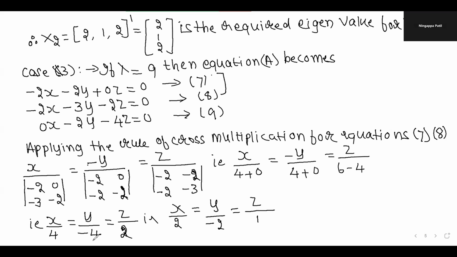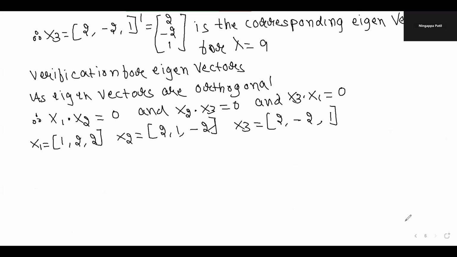Then 2 is common here. Take out a 2 common. And x upon 2, y upon minus 2, z upon 2. This is the Eigenvector, my dear students. Look here. X3 equal to 2, minus 2, 1 transpose. Actually, it is in this form: 2, minus 2, 1. This is the corresponding Eigenvector for lambda equal to 9.